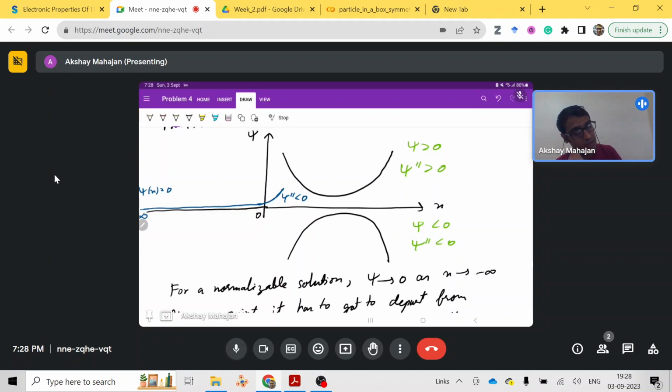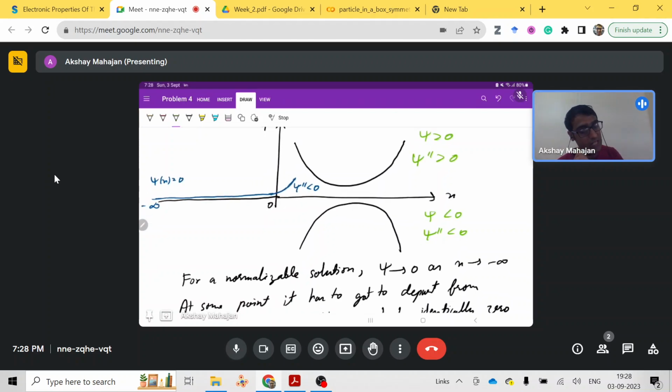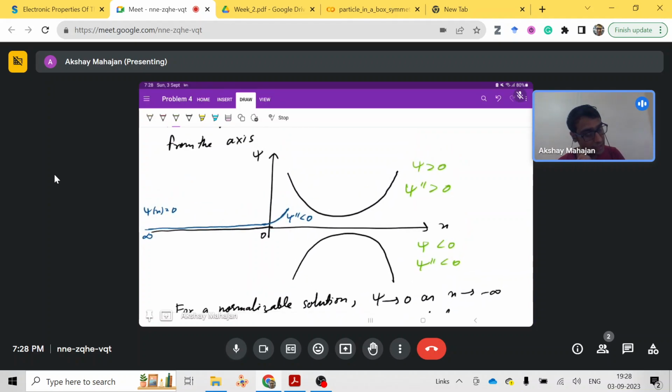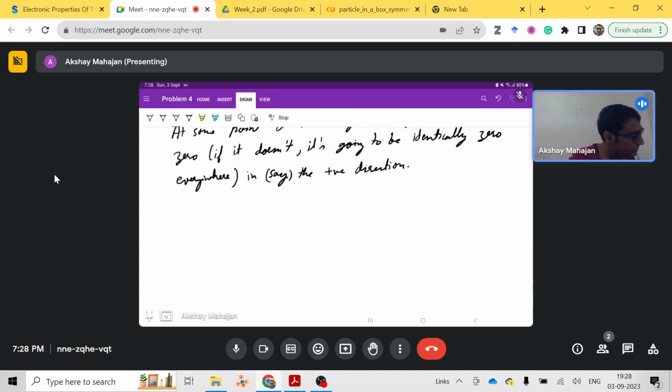But if we start from minus infinity, then it has to rise up. If we are talking about psi being positive, then it has to rise up at any x, even at minus x or something. But if it rises up, then psi double prime is becoming less than 0, which contradicts our fact that if E is less than V min, then psi double prime has to be greater than 0 if psi is greater than 0. So that is the contradiction that we are getting.